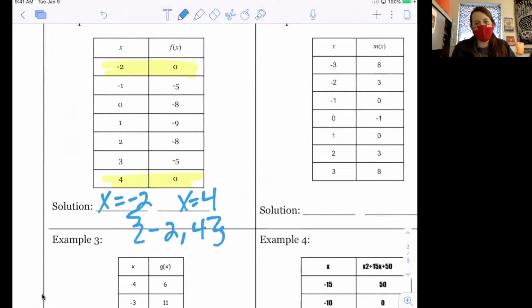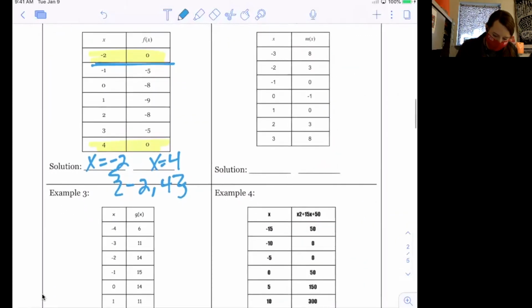So tables are easy to identify your roots in, but they're not always the best option because sometimes your root might be a decimal value, like if it were -1.5, that would lie between -1 and -2, and we wouldn't be able to see it on this particular table because we're counting by whole numbers. So tables can be easy to identify your integer roots, but if you have something that's not on the table, it could be easily overlooked.